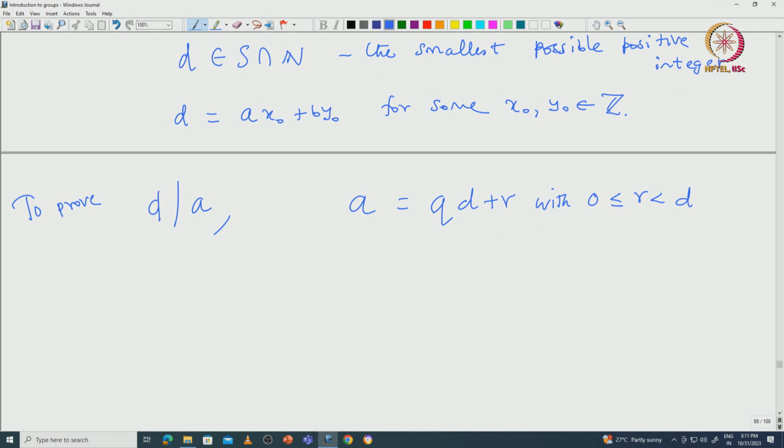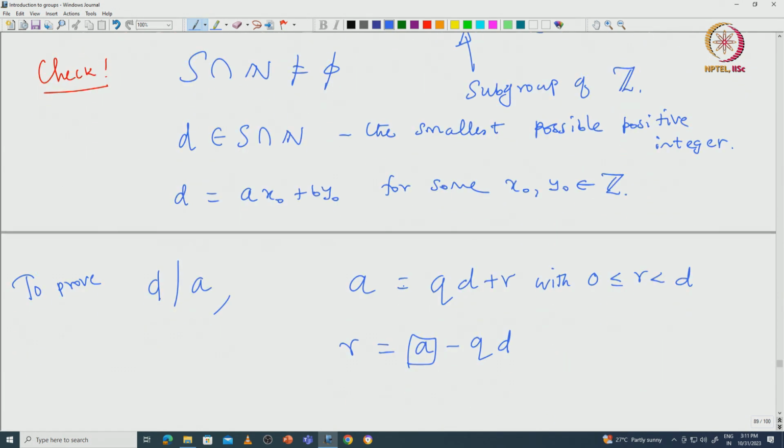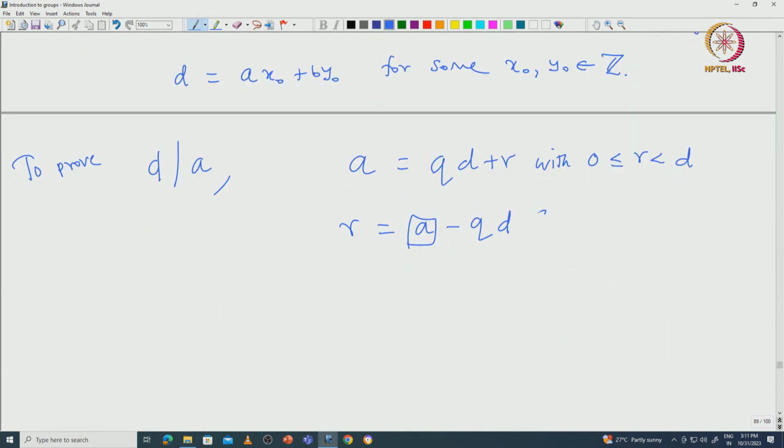Now you can see that this R is nothing but A minus QD. Since A is inside your S, and QD is also inside your S, this combination should be inside your S. This is in S, this is in S, so if you add them it should be in S. This is the property of a subgroup, and that is what we are using here.